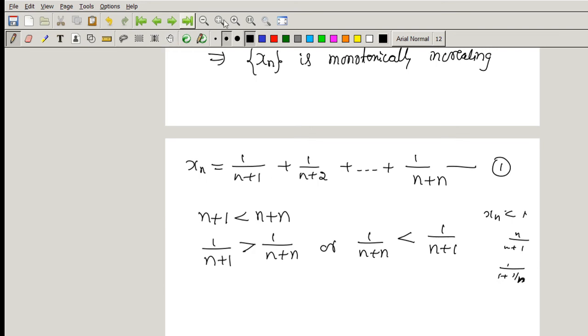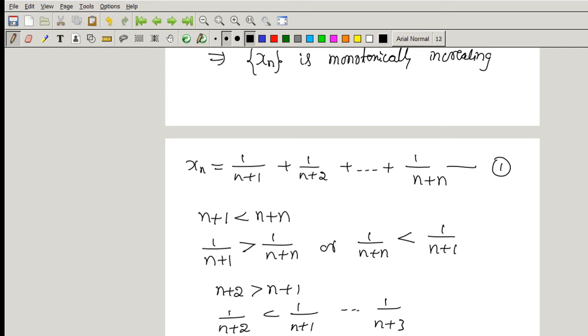Okay. One by n plus n is less than 1 by n plus 1. Similarly, n plus 2 is greater than n plus 1, so 1 by n plus 2 is always less than 1 by n plus 1. And in a similar way, 1 by n plus 3 is also less than 1 by n plus 1. Right?